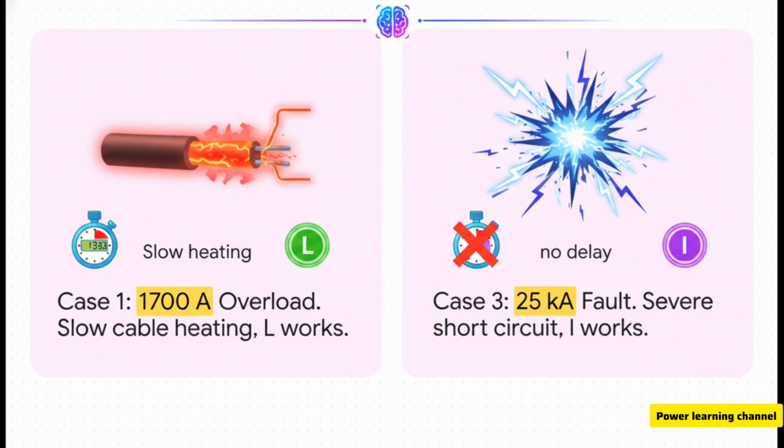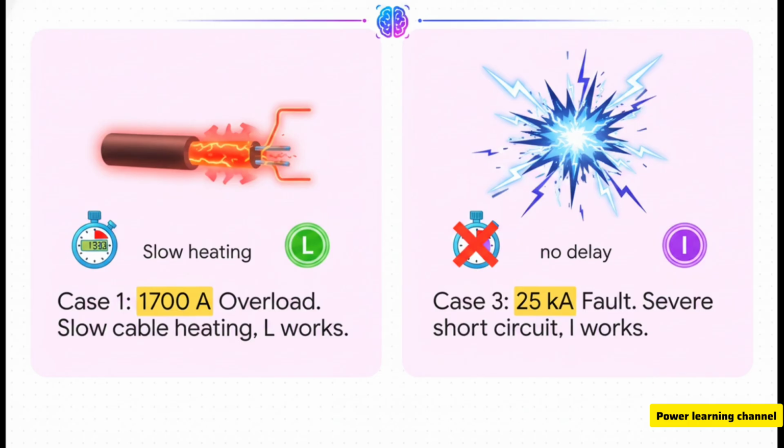Let's directly contrast two different situations to see exactly how the brain works. Case 1 is a 1700 amp overload. The breaker is rated for 2000, so 1700 is high, and maybe it's steadily creeping up. This causes slow cable heating. The L function recognizes this, watches the clock, and safely trips before anything melts.